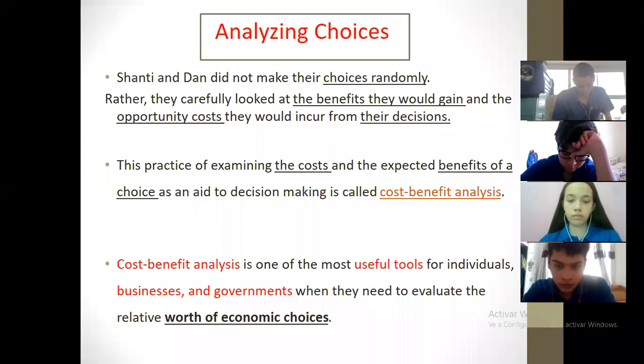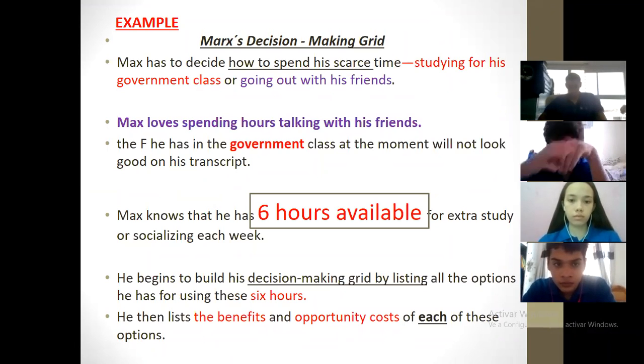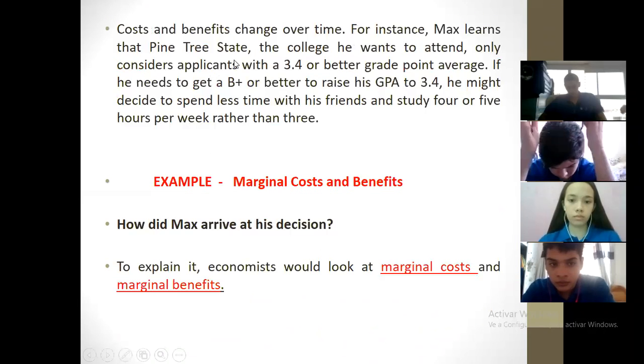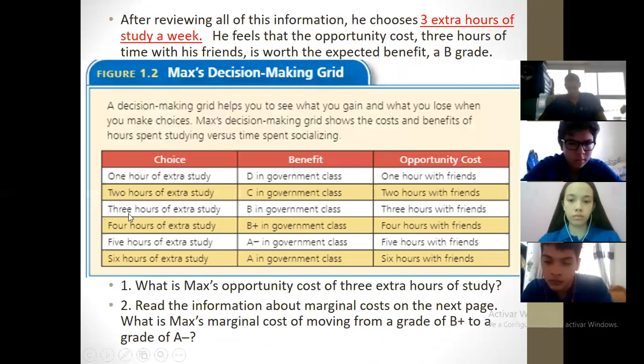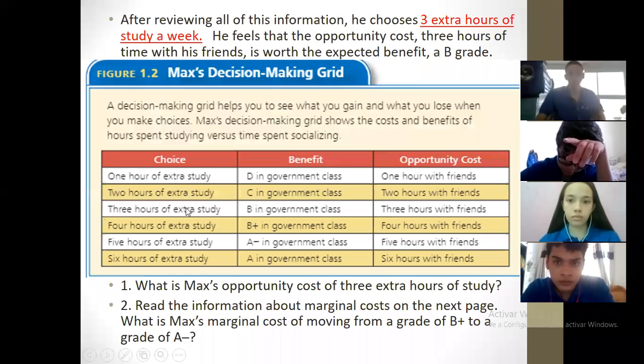Now over here, let's move on. Okay. We spoke already about this example. Max, remember, he's available only 6 hours, and he needs to decide whether to spend the time with his friends or spend the time at home studying. Why? Because he wants to enter this university, Pine Tree State University. At the beginning he decided to study 3 hours, and the other 3 extra hours he would spend with his friends. But that is not enough.